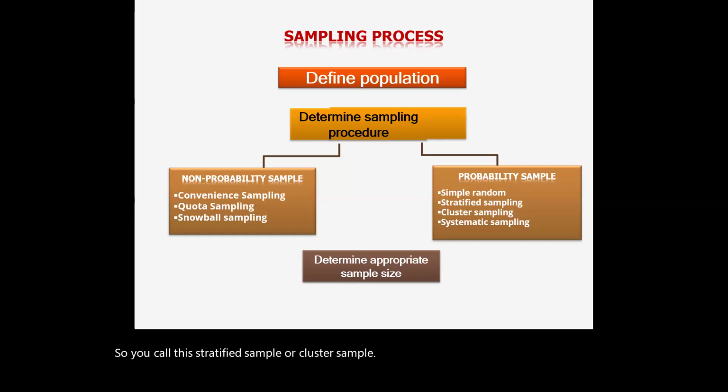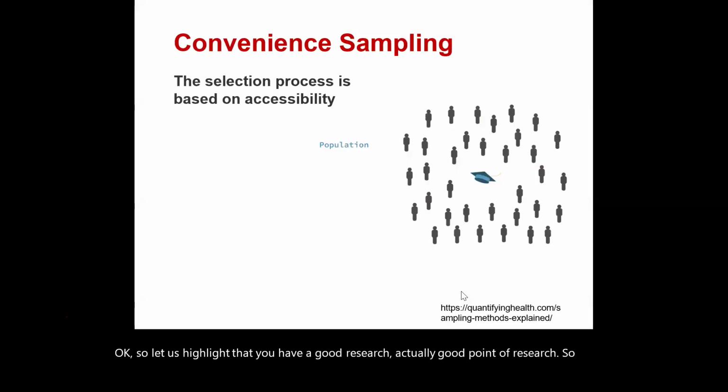If I've taken the entire state, it's going to be cluster. But within the state, I have randomly selected certain towns or cities. Okay, so let us highlight that. You have a good research, actually, good point of research. So let us highlight every one of them so you would be acquainted about them.